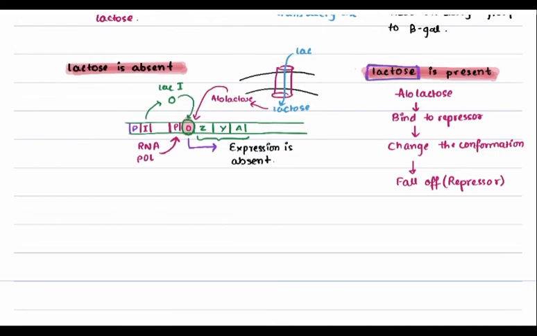So when lactose is present, to break it down, it needs the lac Z. To bring the lactose inside, it needs the lac Y, and to transfer the acetyl group, it needs the lac A. So that is why it will synthesize more of the structural genes so that it can metabolize lactose properly.